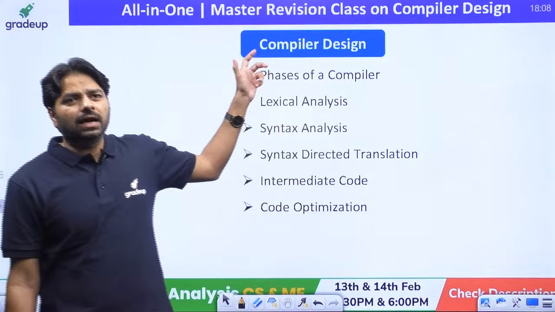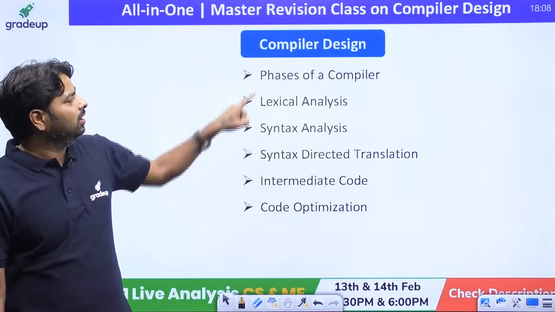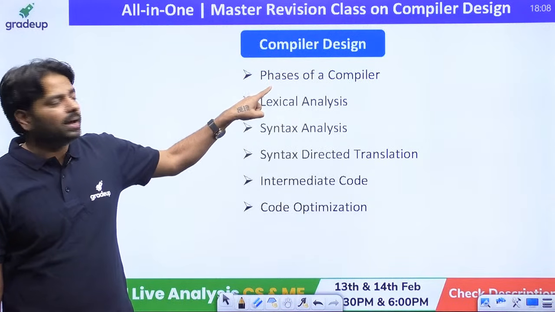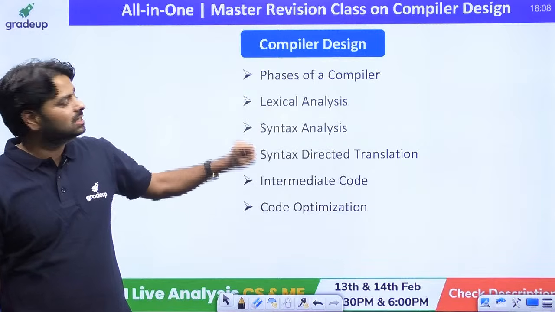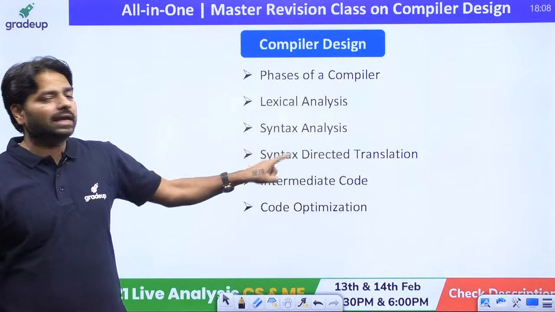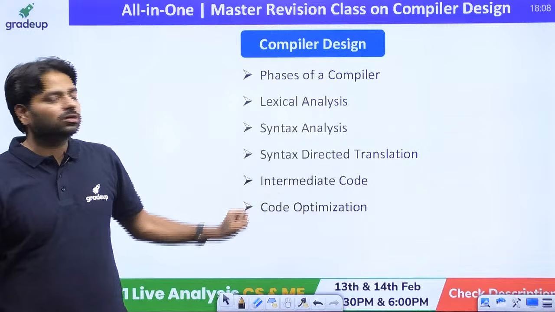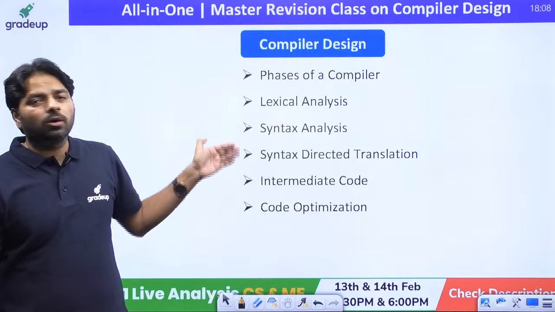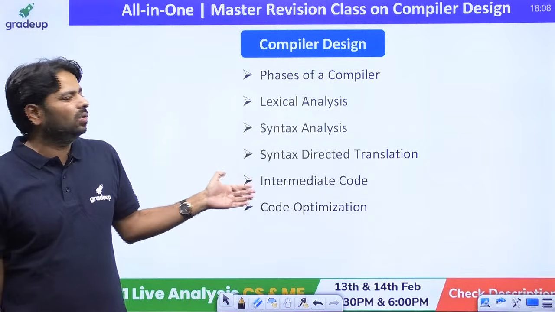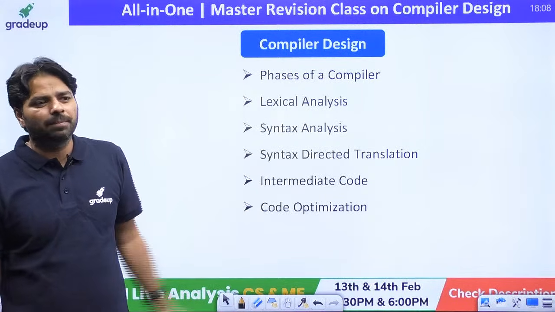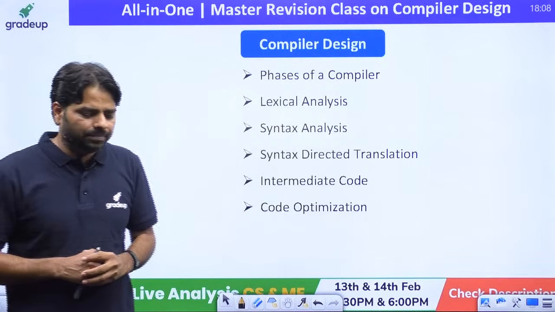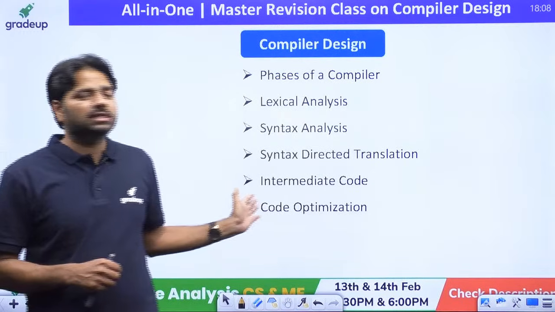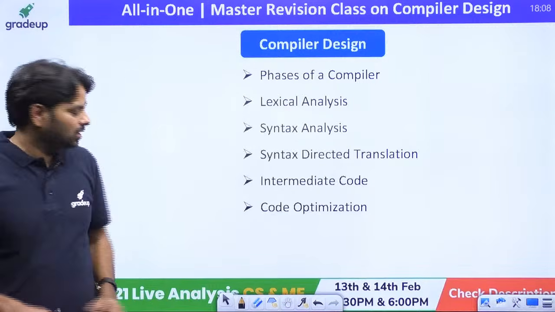Okay, in compiler design, I'm going to help you revise the phases of a compiler, lexical analysis, syntax analysis, syntax directed translation, intermediate code, as well as code optimization. These are the important topics. A compiler has very few topics compared to any other subject, and like digital logic, compiler design has similar weightage in the exam.